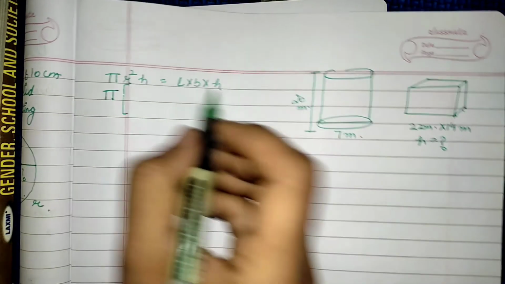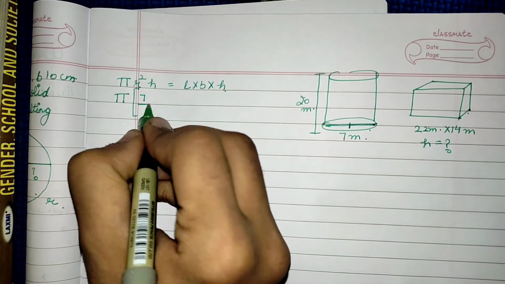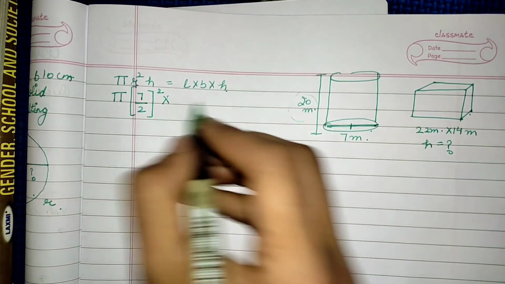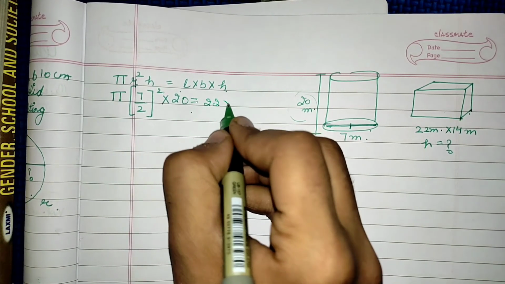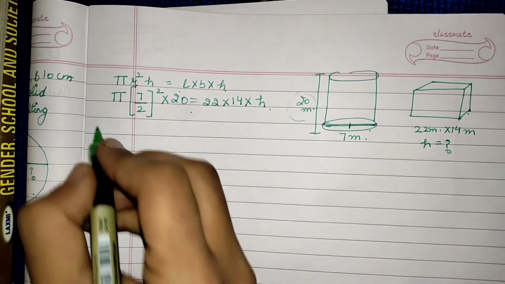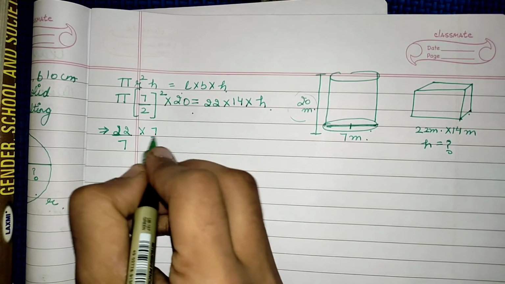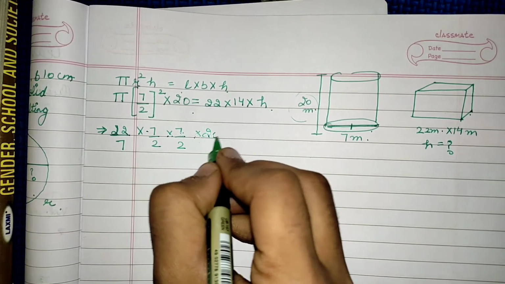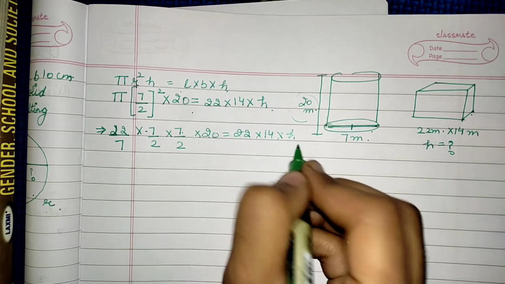Pi r square is, r is what? Because diameter is 7 meter, so radius will be what? Radius will be 7 by 2 square into height is what? Height is my 20 meter is equal to length is 22 into breadth is 14 into height. So if I am going to solve all of this value, pi is 22 by 7. 7 by 2 square means I have to write down 7 by 2 2 times into 20 is equal to 22 into 14 into h.